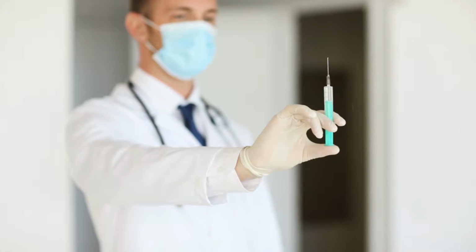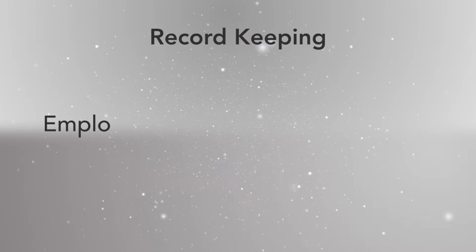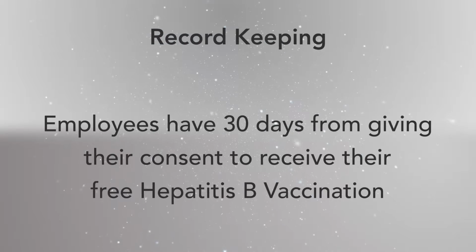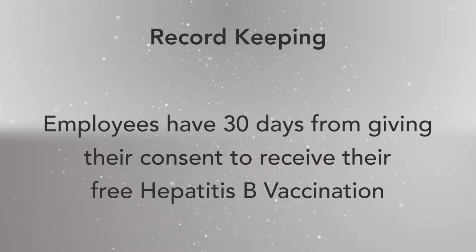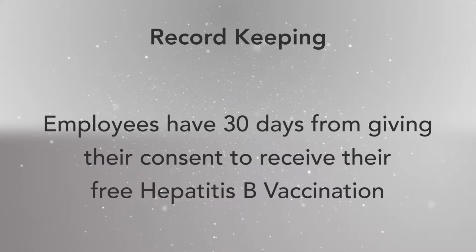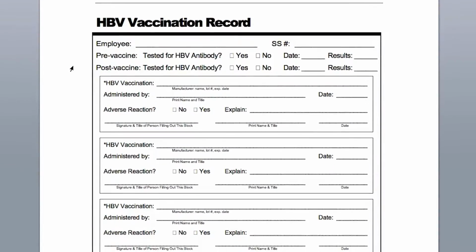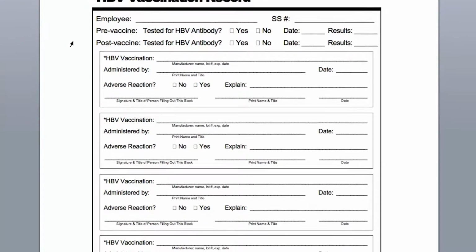Now, the key here is that employees have 30 days after they consent to this offer to get the first vaccine done or get the booster done within 30 days. If they wait longer than 30 days, then the office or the employer is not obligated to pay for the vaccine. So that's important.